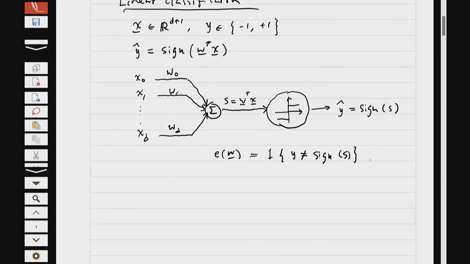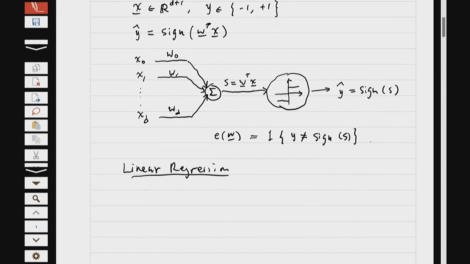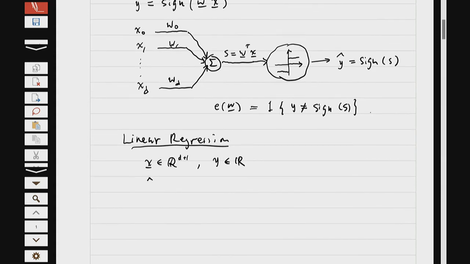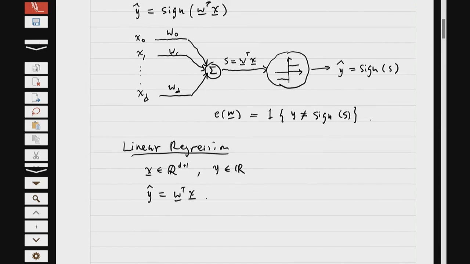We have seen this, and then we also studied linear regression. Again, we have the same input, d+1, this augmented vector, but the output is simply a continuous real number. And y hat is simply the weighted sum of the elements of x, just the inner product. So how do we draw a picture to represent this?